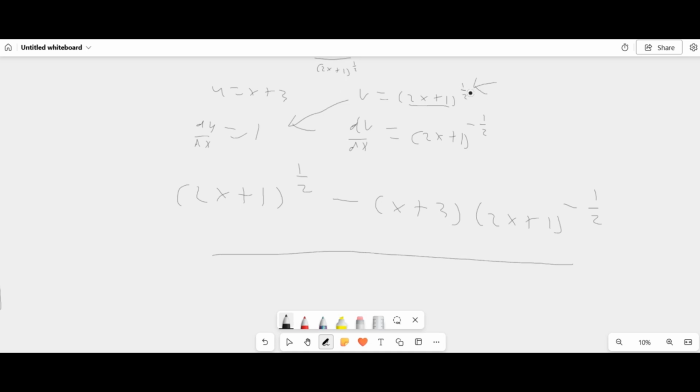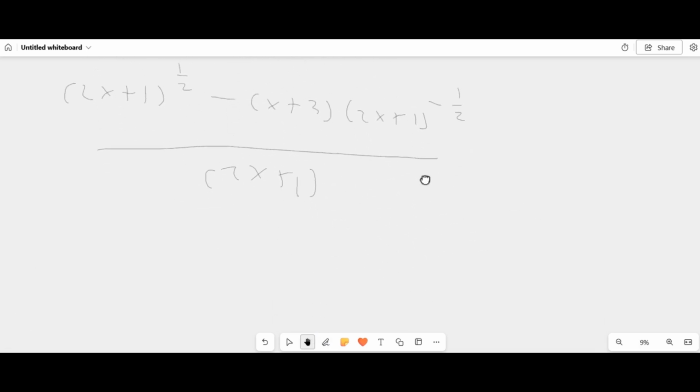So half squared is going to cancel, it's going to be 1, yeah? So that's going to be 2x plus 1 on the bottom, yeah? So the 2x plus 1 half squared, yeah? You get it? Alright, save.